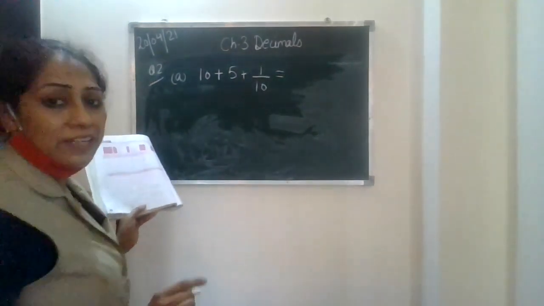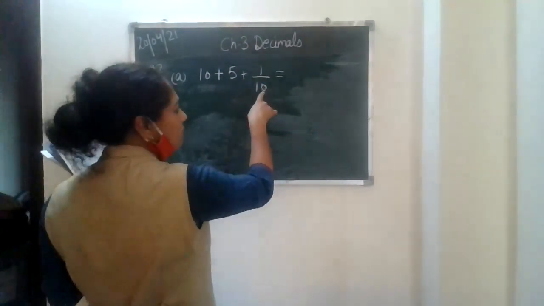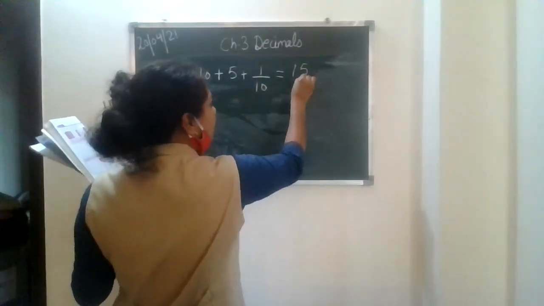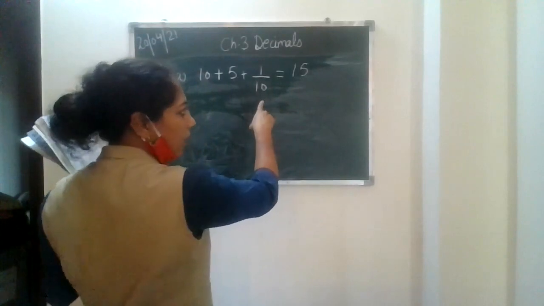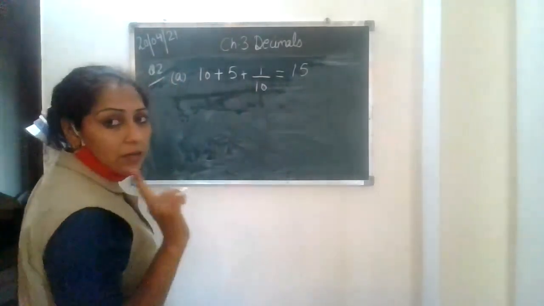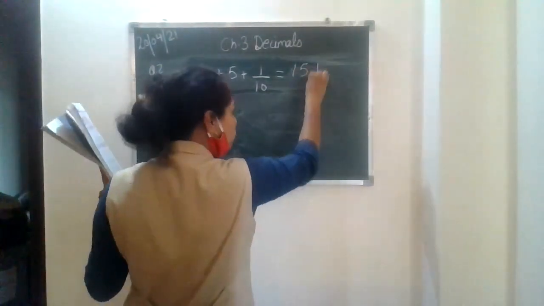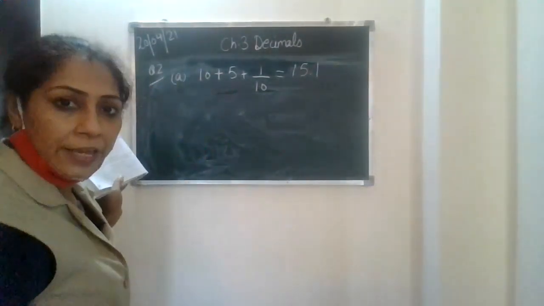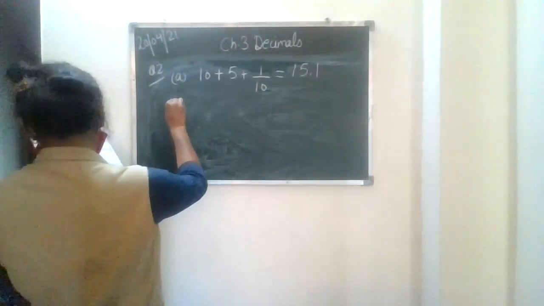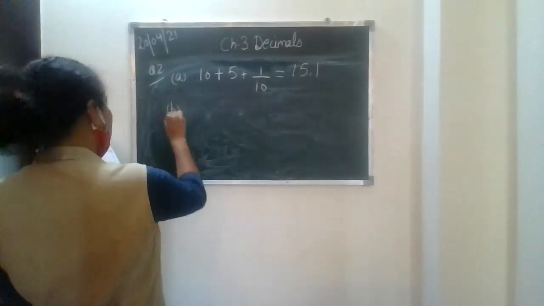10 plus 5 is very simple, 15. And this is 10. This is 10 down. So you have to place a decimal before one number only, before one place only. So it is going to be 15.1. Okay, 15.1.